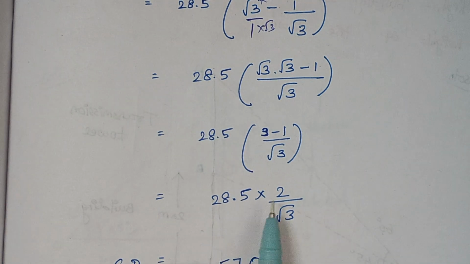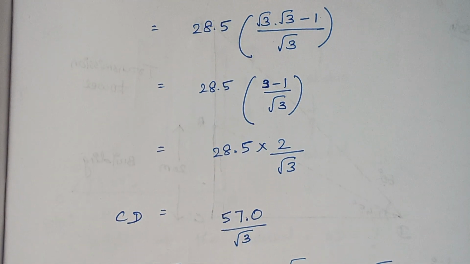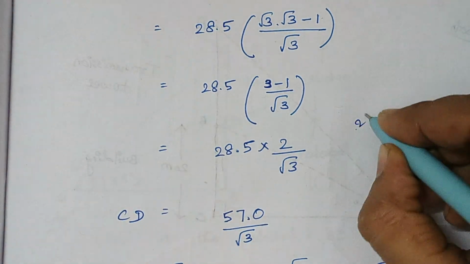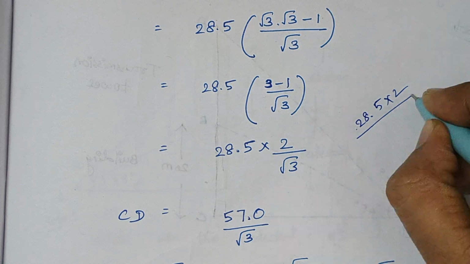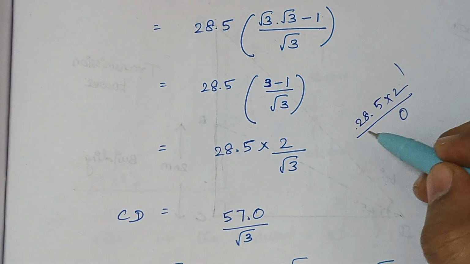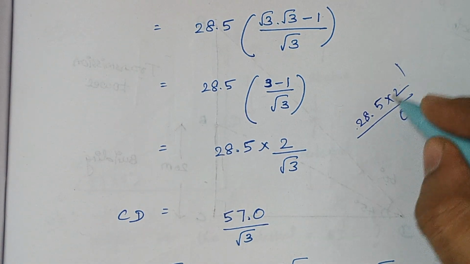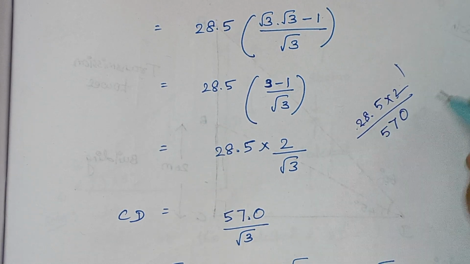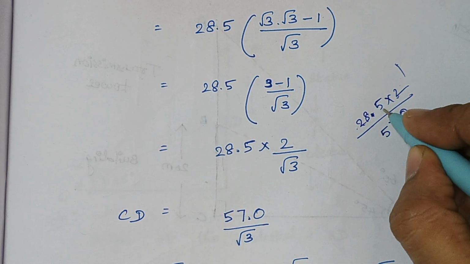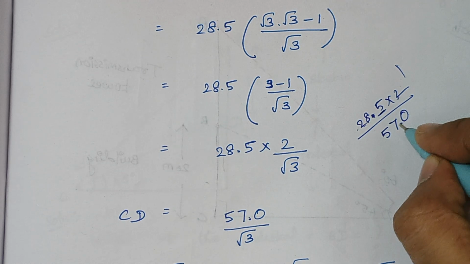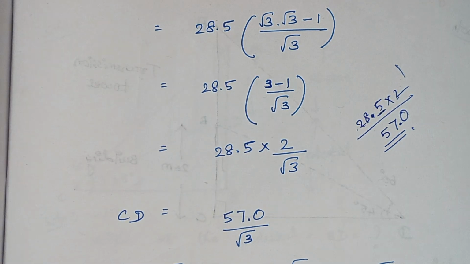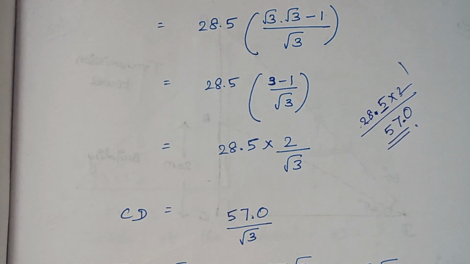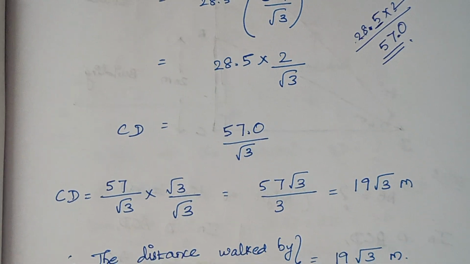So 28.5 into 2 is 57. Let me show you that. 5 2s are 10, remainder 1. 8 2s are 16, 16 plus 1 becomes 17. Again remainder 1. 2 2s are 4, 4 plus 1 becomes 5. The decimal point is placed after 1 digit, so here it is after 0. So it is 57, right? So the value of CD is 57 by root 3.